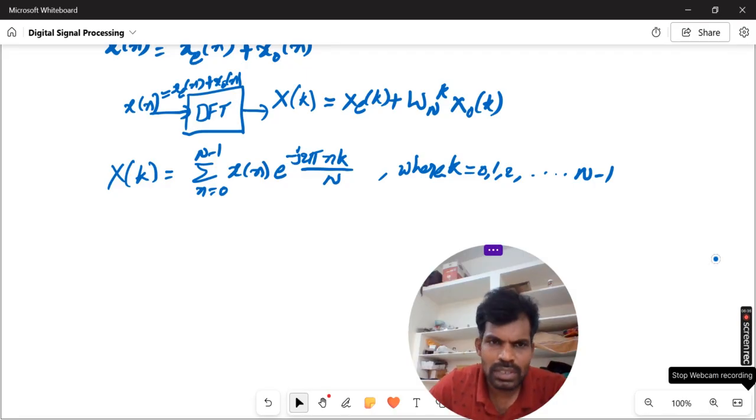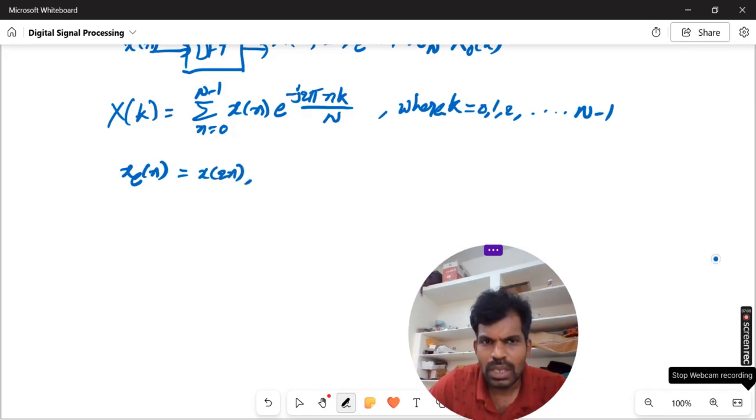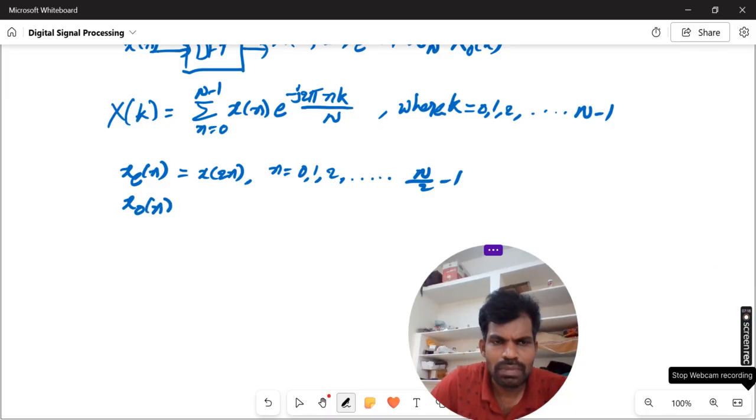Now let us write this in terms of xe of n and xo of n, that is, the even sequence and odd sequence. First of all, let us write down xe of n. After that we are going to apply the DFT to it. You know that the even sequence is represented as x of 2n, where small n takes values 0, 1, 2, and so on to N by 2 minus 1. Likewise, the odd sequence of x of n is x of 2n plus 1. Here also n ranges from 0, 1, 2, and so on to N by 2 minus 1.